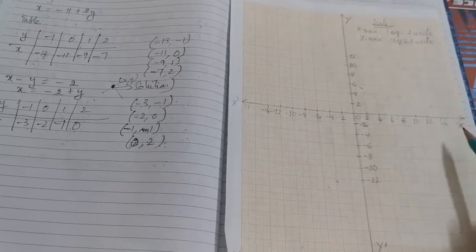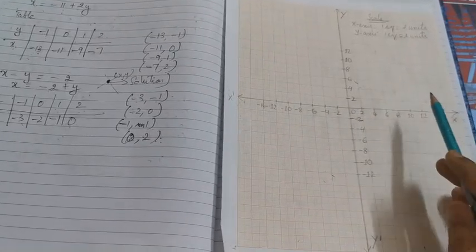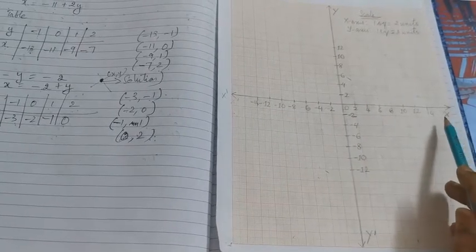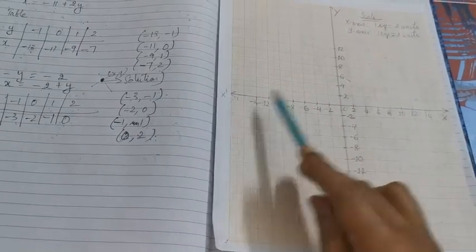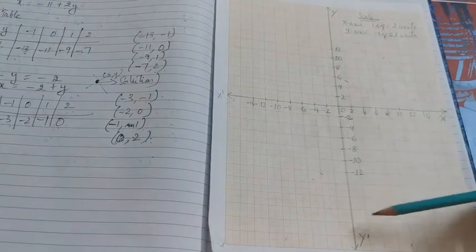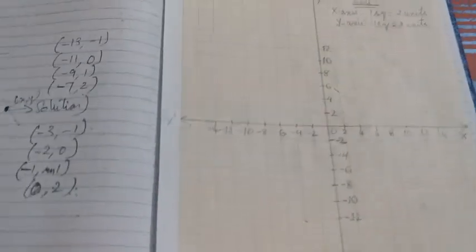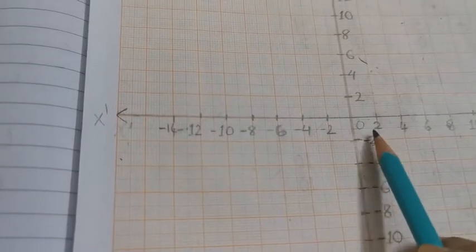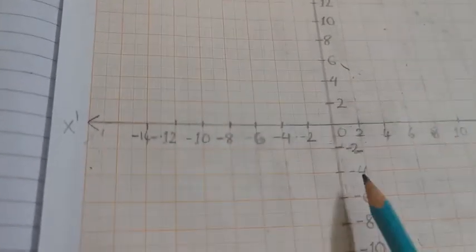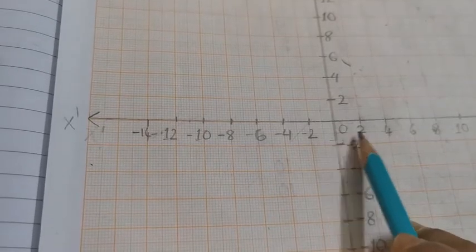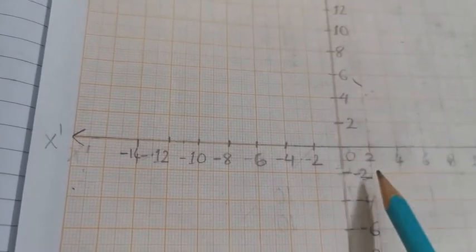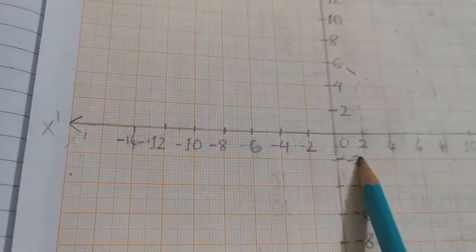Here I have taken a graph sheet and I have divided it into 4 quadrants. The first, second, third and fourth. This is my positive x-axis, this is my negative x-axis, this is my positive y-axis and this is my negative y-axis. So here I have taken one square as 2 units. Along the x-axis I have taken one square as 2 units. And along the y-axis also I have taken one square as 2 units. So we need to keep our intervals uniform.